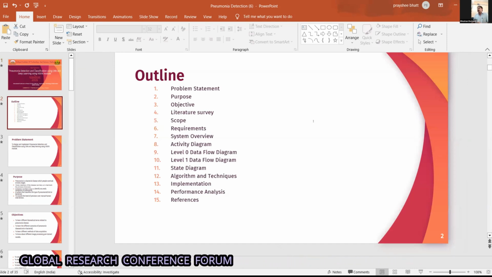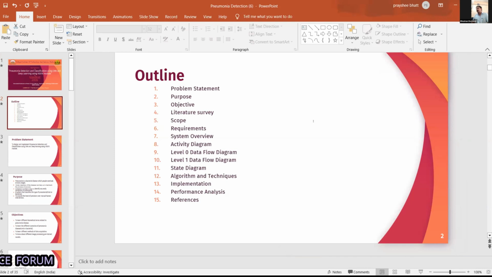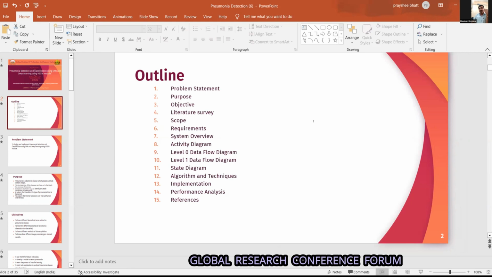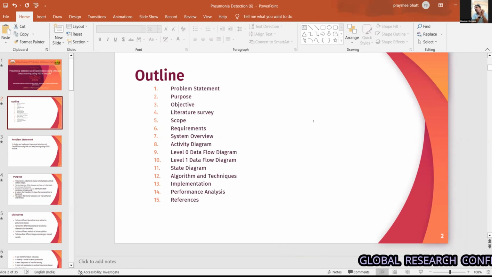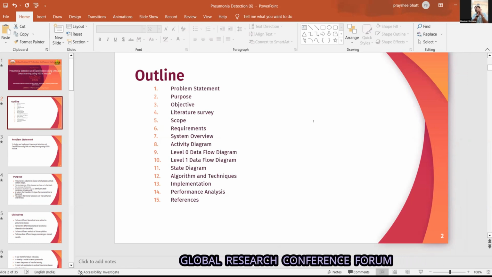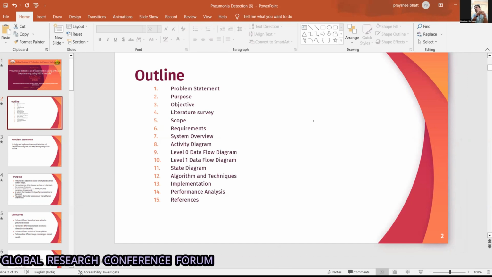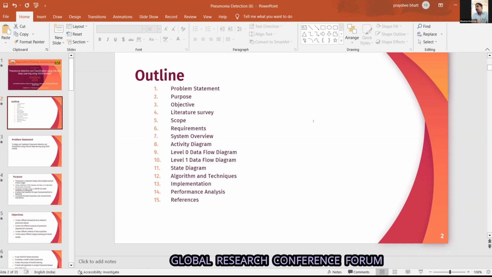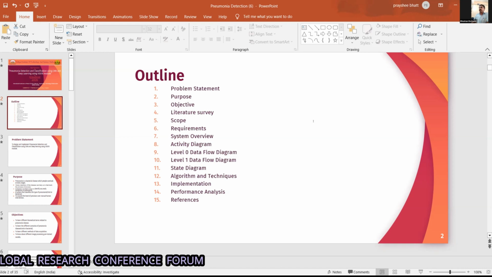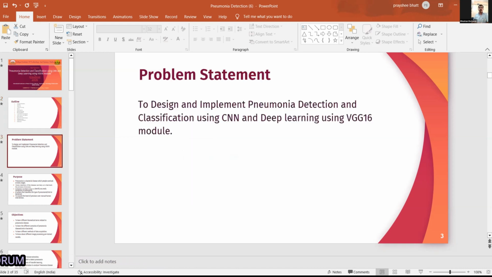Pneumonia detection and classification using CNN and deep learning. Why is this needed? That is how we found this paper and this title. We will go through the outline of our statement and what we have planned: the purpose, objective, literature survey we have done, the scope, requirements, system overview, all our diagrams and implementation techniques, and performance analysis. That is the outline of our paper.